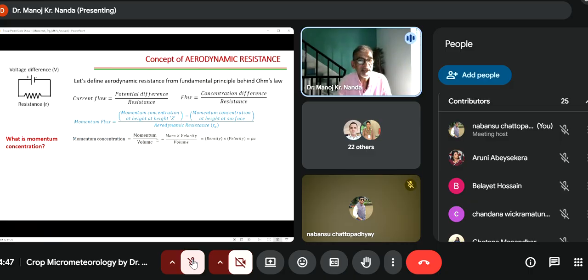So momentum concentration, when I am saying momentum concentration, it is momentum by volume, or mass into velocity by volume. So mass by volume becomes density, and this is velocity. This is how momentum concentration is rho into u.